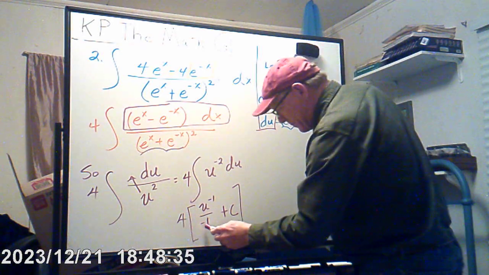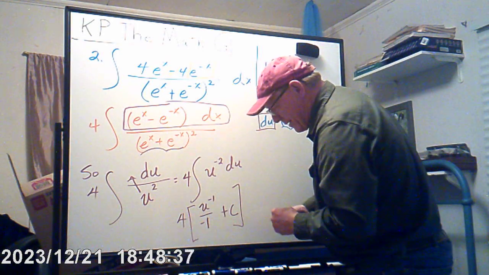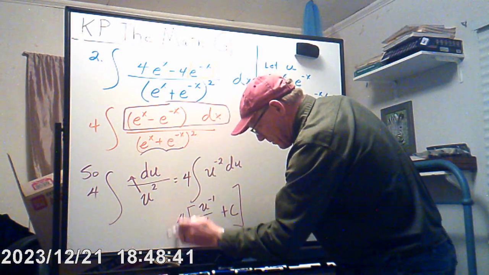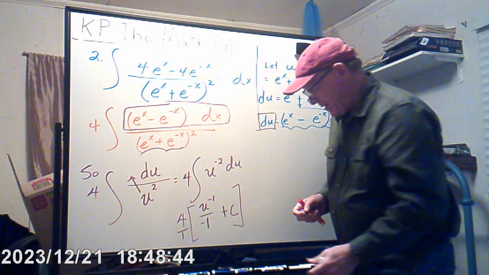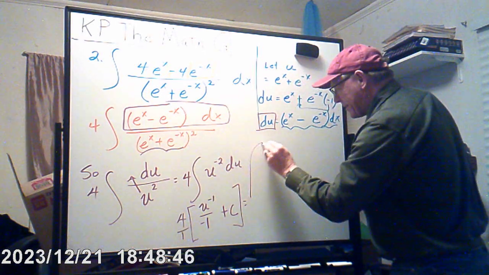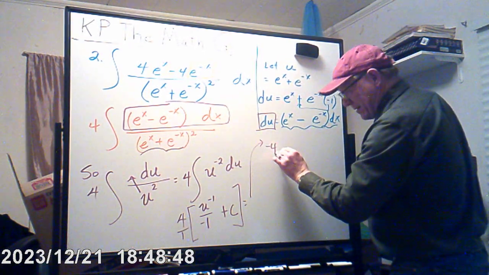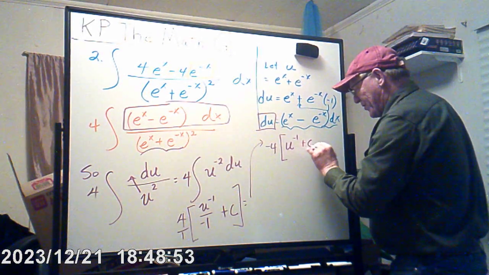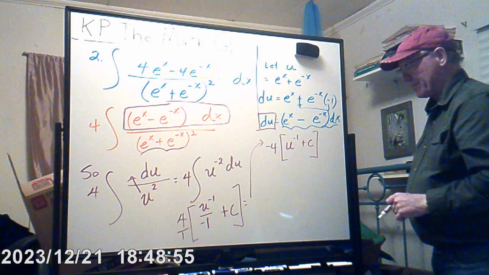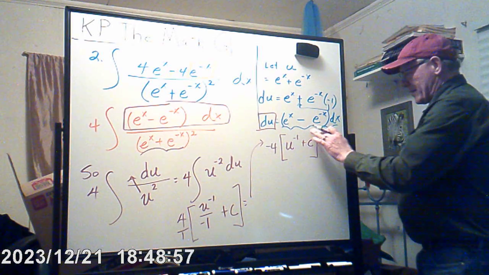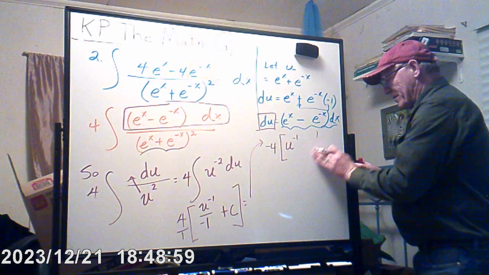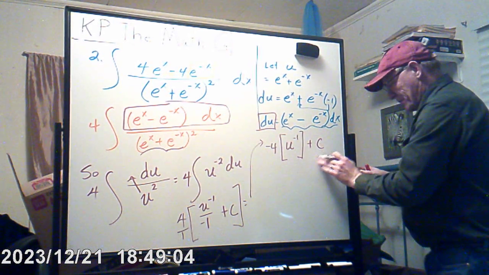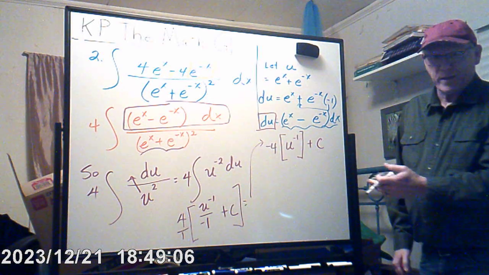Can I not bring the negative 1 here? This is actually 4 over 1. Can I not make this 4 over negative 1, which is just negative 4? So can I not just do this and make this negative 4? Still, I got u to the negative 1 plus c right there, don't I? Okay, and actually if you want to, you can put the plus c on the outside. It does not really matter. It's just a general constant is what it is.